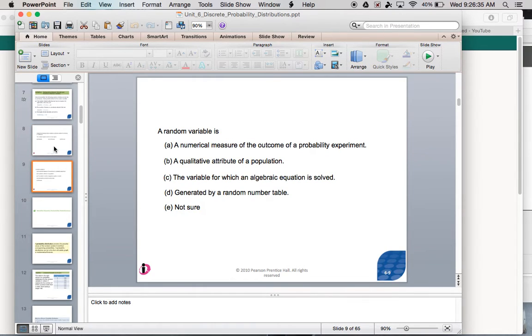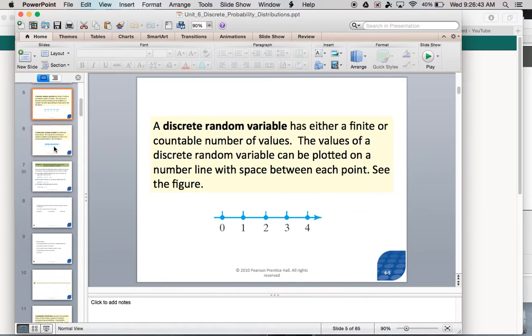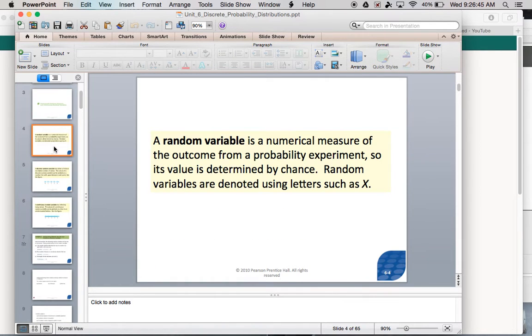A random variable is your choices. You should have answered A. Go back a few slides, and there's your definition.